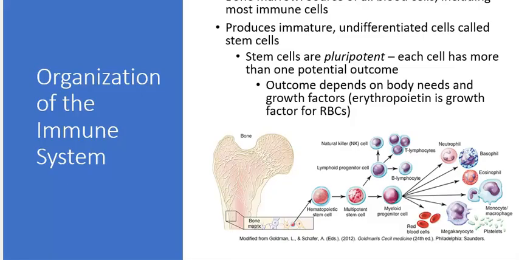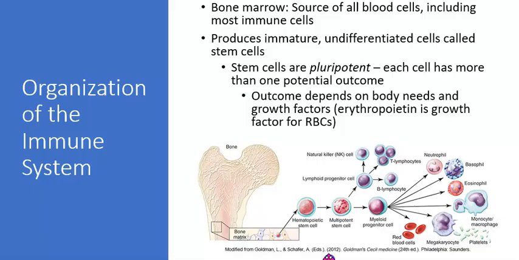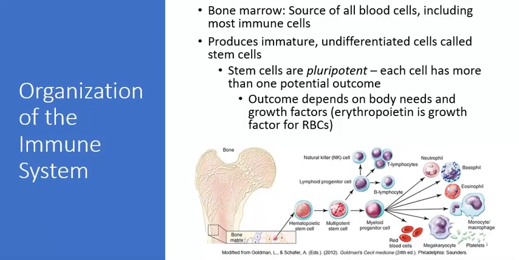Organization of the immune system. Let me move my box here. So you have the bone marrow, which is a source of all blood cells, including most immune cells. Produces immature, undifferentiated cells called stem cells.